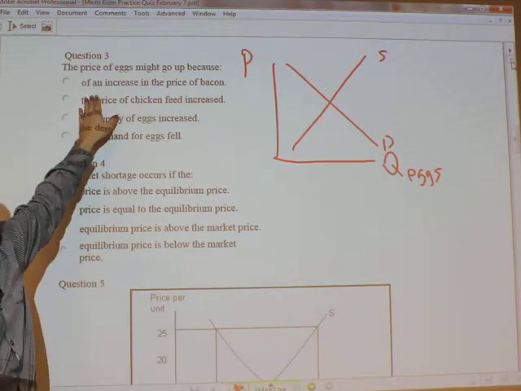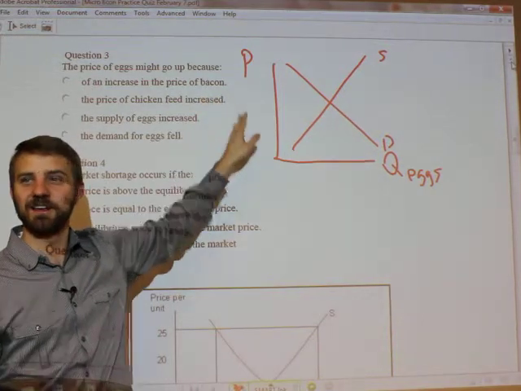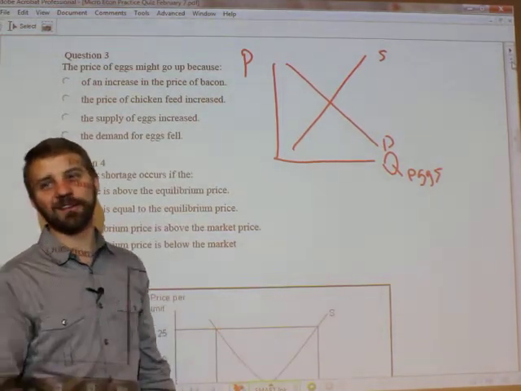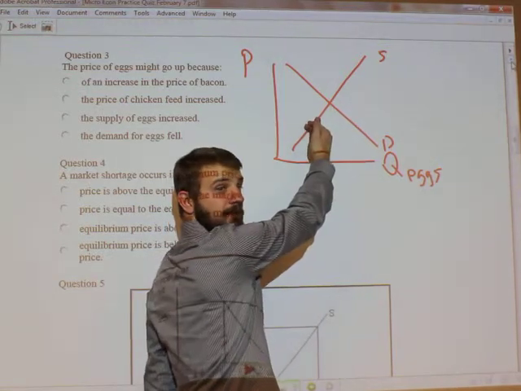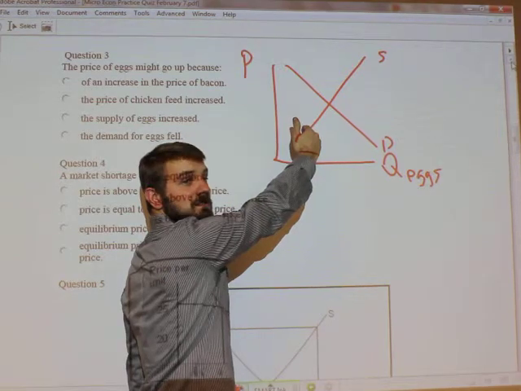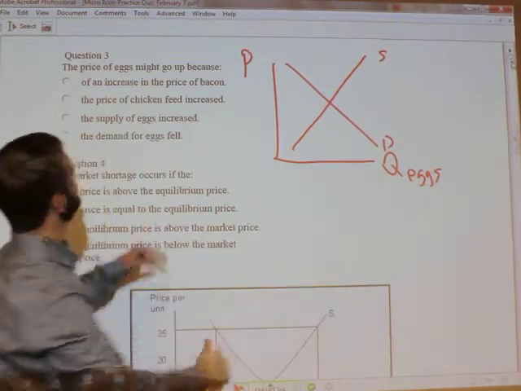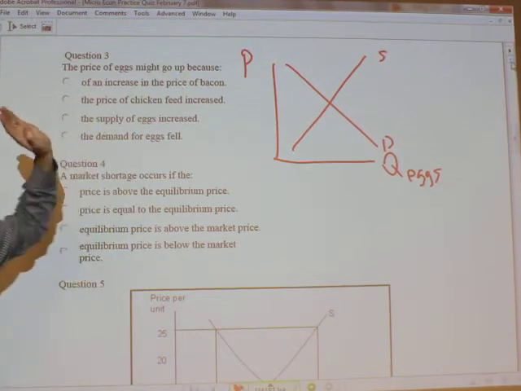Because people go to the restaurant and they're like, I want bacon and eggs. But now they see that bacon is more expensive, so they're not going to buy bacon, and therefore, if they don't have bacon, they don't want eggs either. So the demand would decrease, right? And then what would happen to the equilibrium price of eggs? Would fall. So no, that would not cause, A is not the right answer.